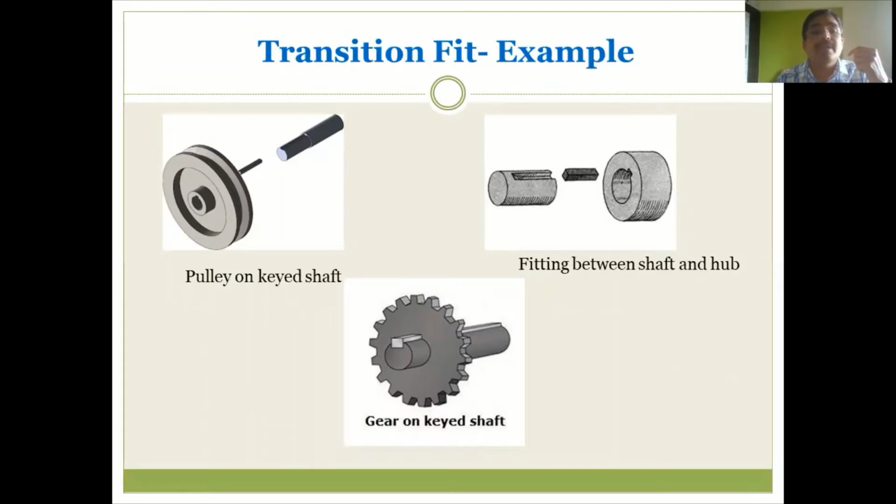That is very important. Here we can also see the pulley. We can mount the pulley on the shaft with the help of the key. So such type of example is called a transition fit.